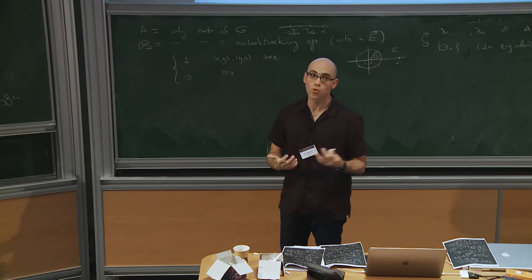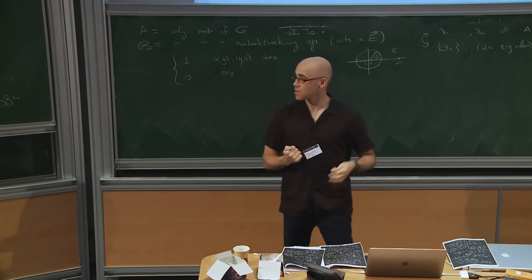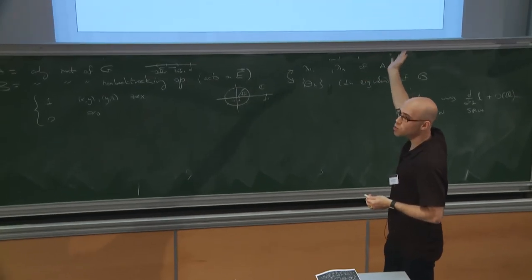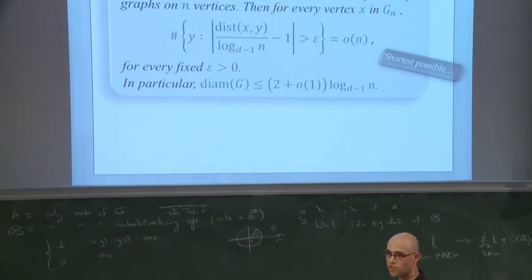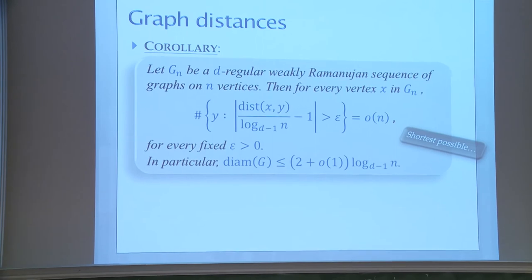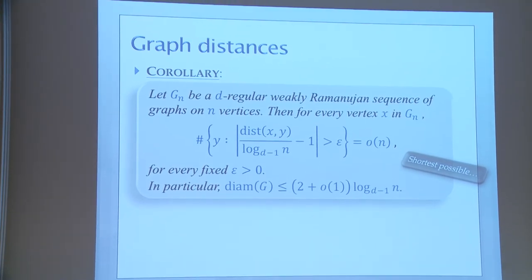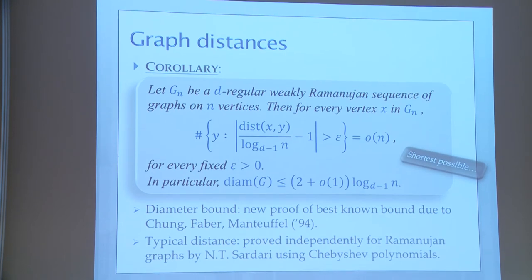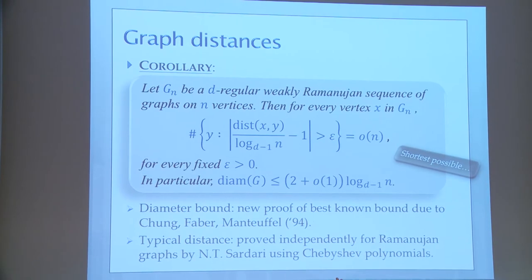From L1, we can read distinguishing statistics. So it tells us various things, such as this one. Almost all vertices are at that distance from the origin, which you can say more things about. For instance, the diameter, I won't go into all of them.